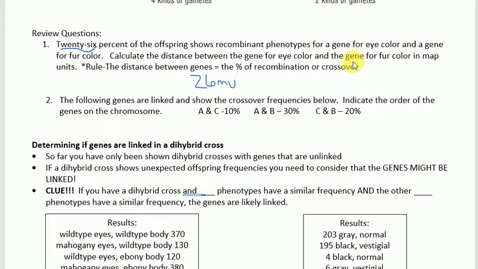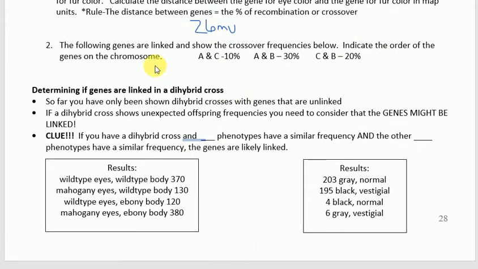Next one, the following genes are linked and show the crossover frequencies below. Indicate the order of the genes on the chromosome. So we've got A and C, there's 10% between them. A and B, there's 30, and C and B, there's 20. So we know that the biggest space is going to be between A and B. So if we draw our little chromosome here, let's say we put A here and we put B here. And we know that that's going to be 30%, or 30 map units.